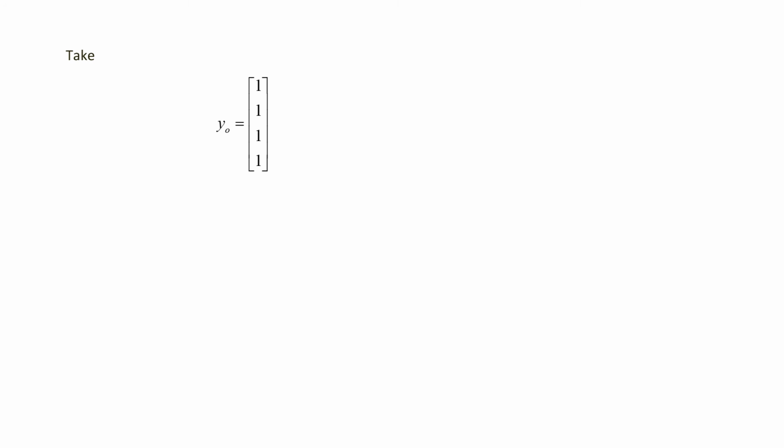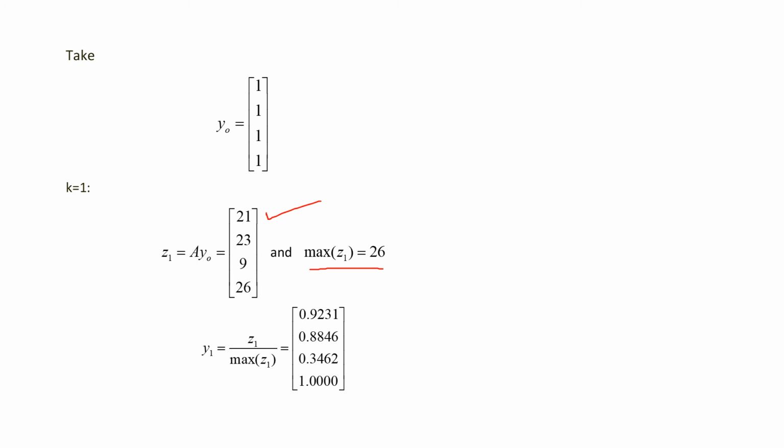Take an initial guess y0 and calculate z1, which is the product of A with y0, and the maximum of z1 is 26. Now y1 is there. In the approximation, by taking initial guess y0, we obtain y1. Now we will use y1 and obtain y2.